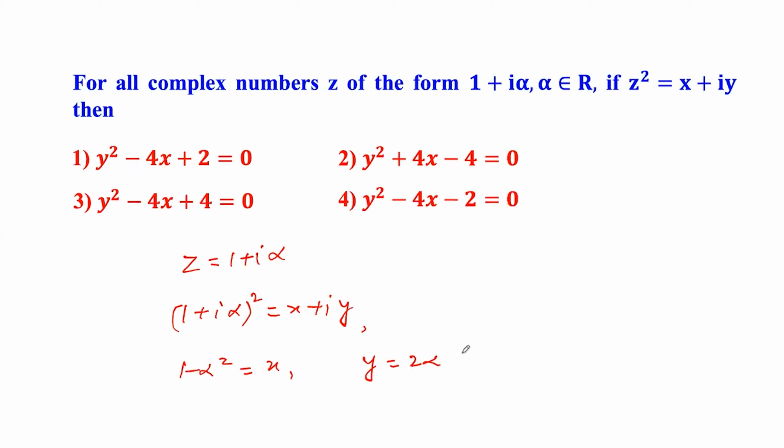2 alpha, right? So we have to eliminate alpha. So we can rewrite this as 1 minus y square by 4 is equal to x, or y square plus 4x minus 4 is equal to 0 will be the equation of the curve we require, right?